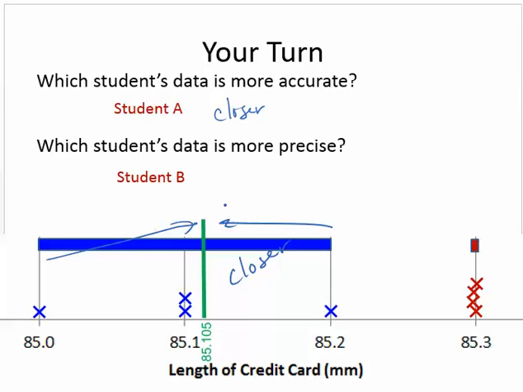Student B, though, is much more precise because they keep getting the same measurement. They keep repeating the same measurement. I bet if we had them keep measuring, they would be somewhere on that same line over and over again.